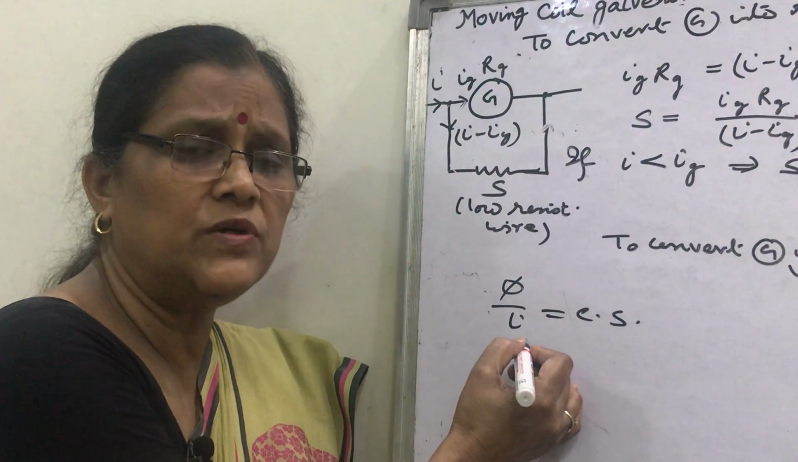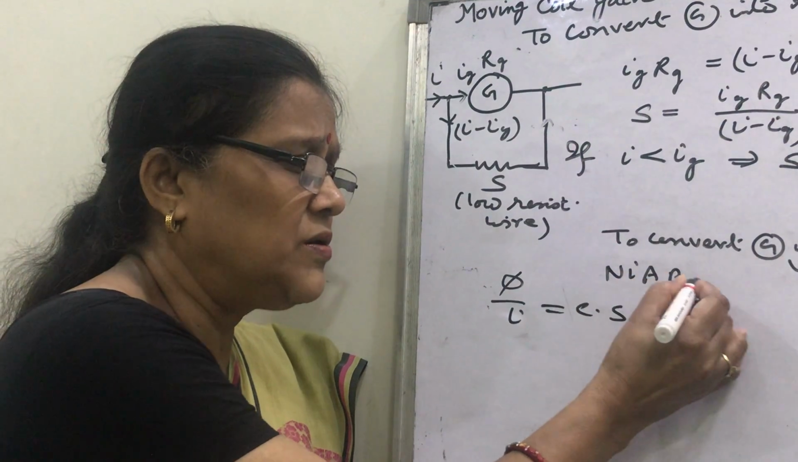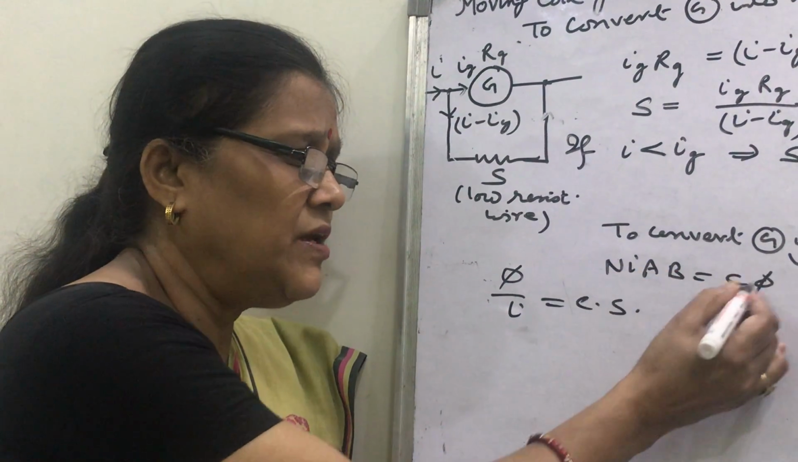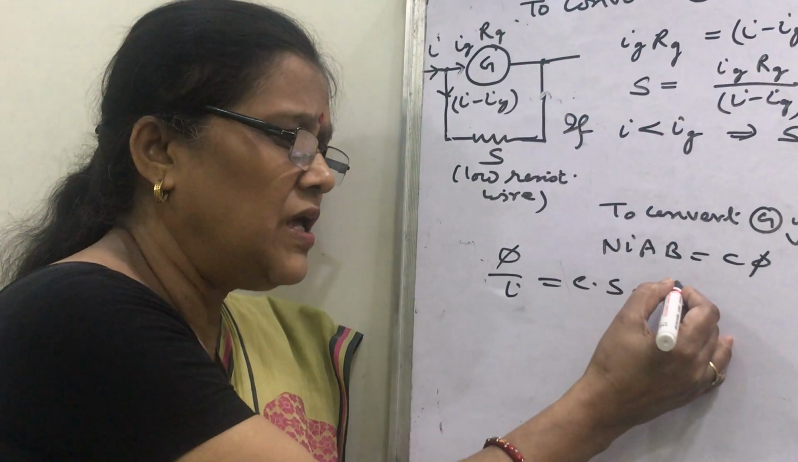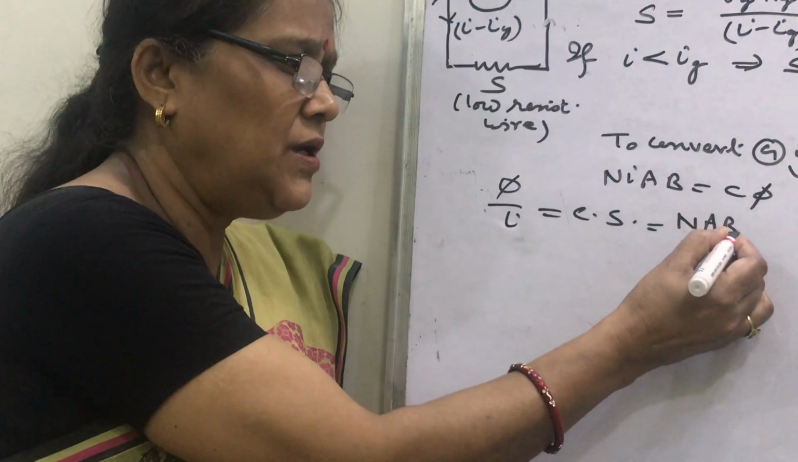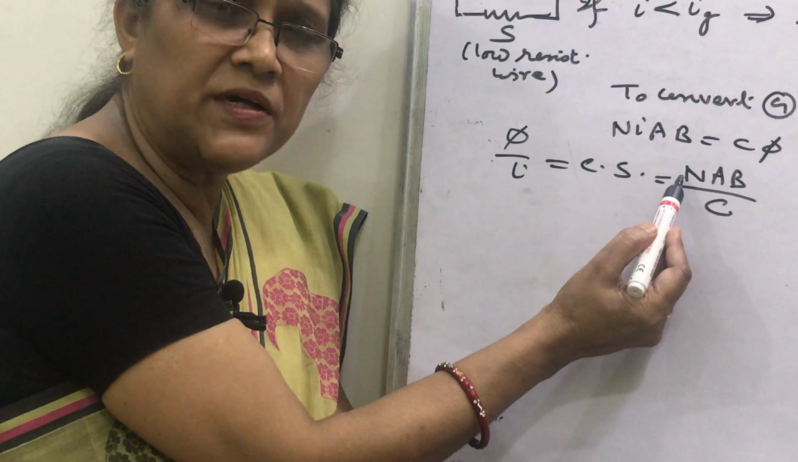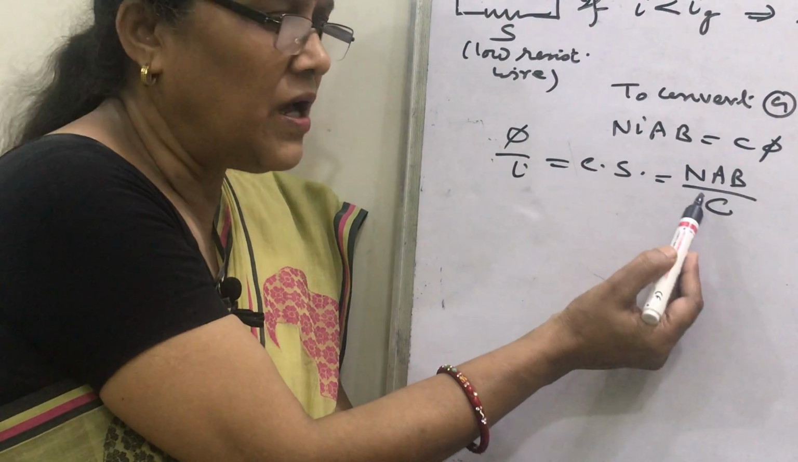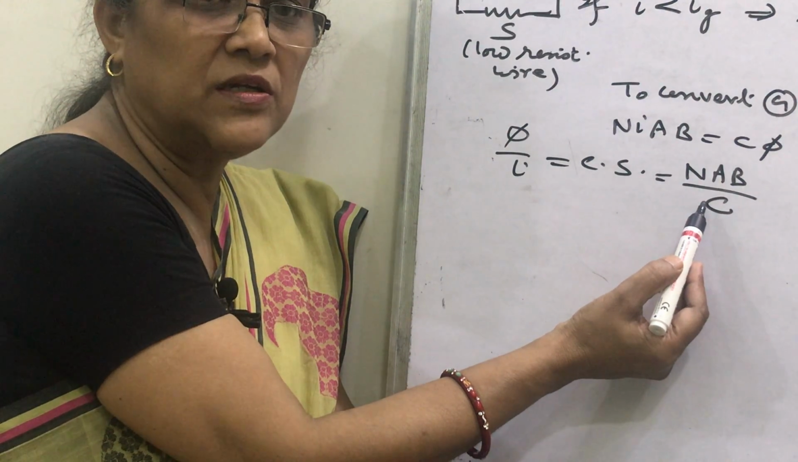Phi upon I, what value? You have read that NIAB equals C phi, then phi upon I is what? Current sensitivity. Find that value. This is NAB upon C. So it can be increased by increasing the number of turns, and by having a phosphor-bronze strip or spring.